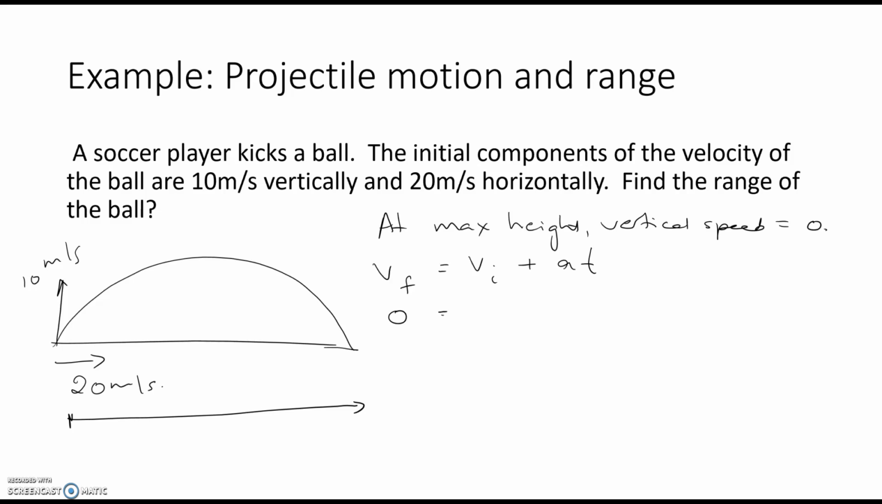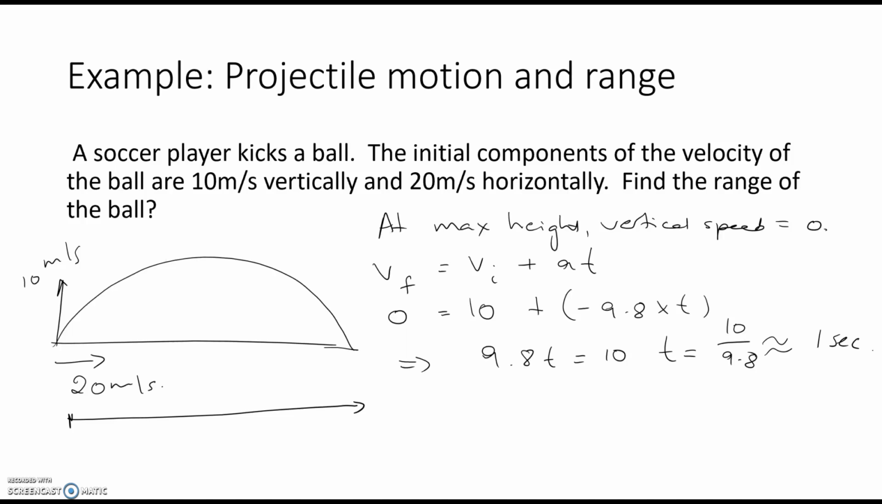We know that this is 0. We know that the initial velocity vertically was 10. We know that gravity is going to pull it down at 9.8 and it's going to be t. We can rearrange that mathematically to say 9.8 t is 10, so t equals 10 over 9.8, which is approximately 1 second. So it takes twice that to reach its maximum, to reach the end. So that would be 2 seconds. So 2 seconds to go all the way.